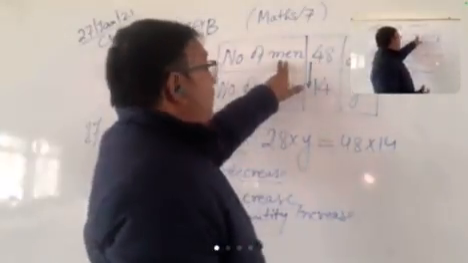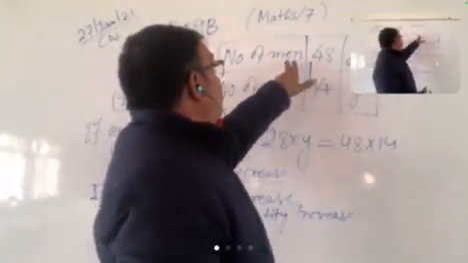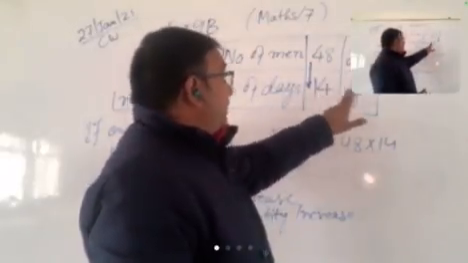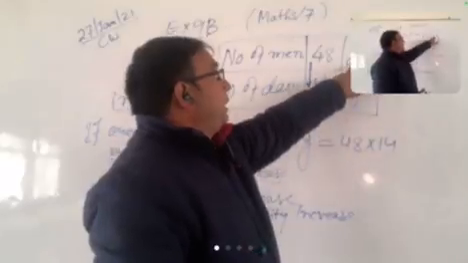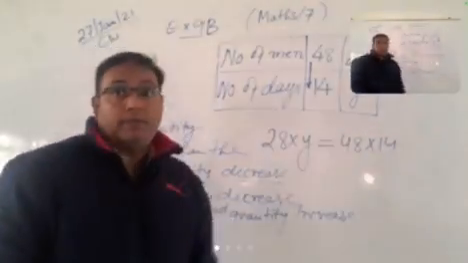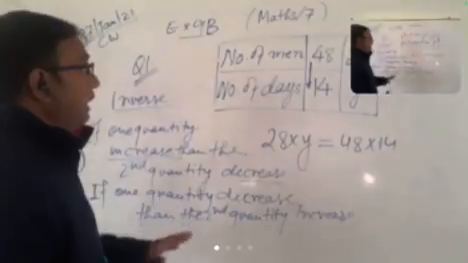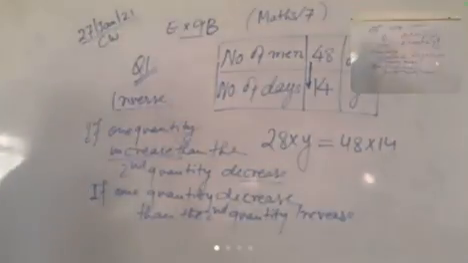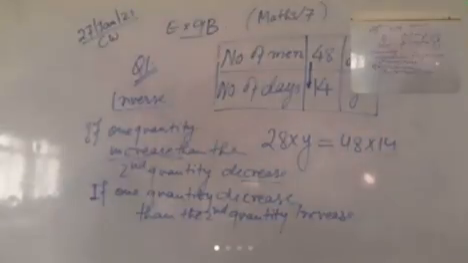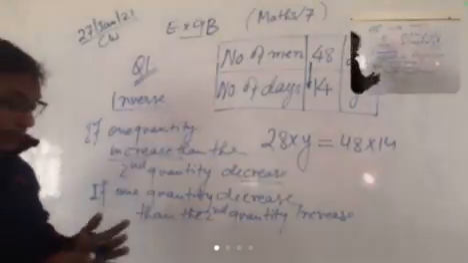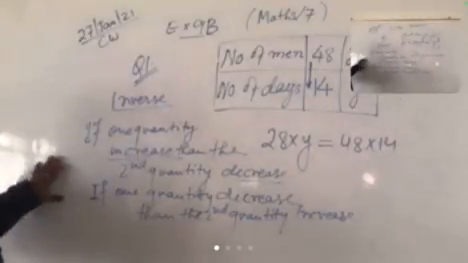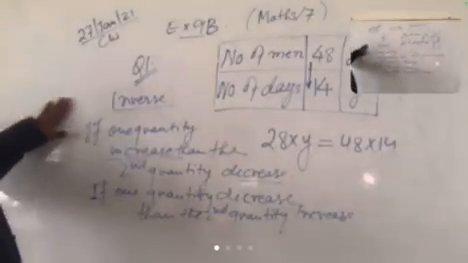See, in the first question you all can see the number of men is 48, now it decreased to 28, so the number of days increase. If the number of men decreases then the number of days increases. Is that clear? Understand this a little. Otherwise, if you do it with cross multiplication, the answer may be wrong.